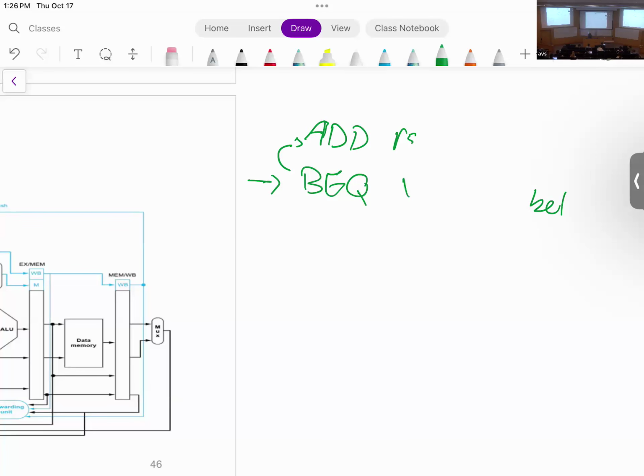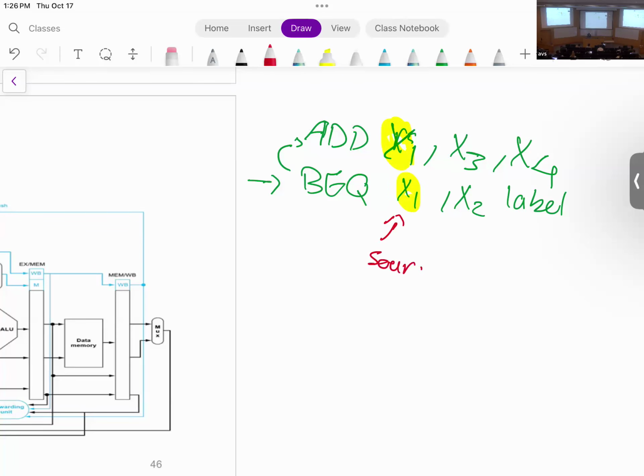If I have labels like x1, x2, and then here I had x1, x3, and x4. As you can see, there is a RAW data hazard between x1 and x1 here. By the way, this is RS1, right? So this is source, but this is destination. So there is a RAW data hazard going on here, because x1 is being updated in the previous cycle, but now I'm reading from it in the branch equal.